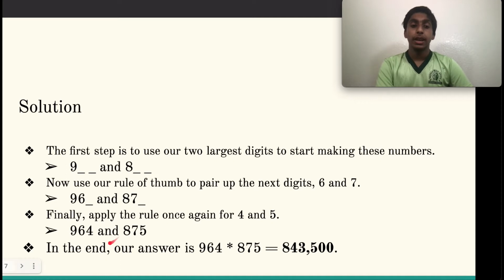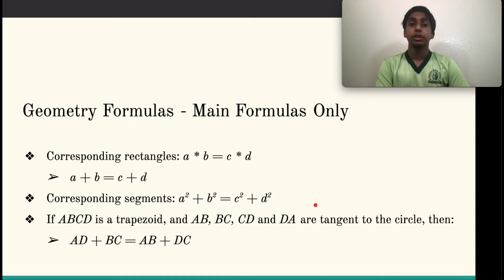So based on that, I get my two numbers, 964 and 875. Now we've got our two 3-digit numbers. Now we can just multiply them, and that's how we get our greatest possible product, which is 843,500. So once again, that was pretty simple. The main thing you need to realize was that you need to use this rule and expand the pattern that we already have. So again, your answer here was 843,500. Okay, so let's move on to the geometry formulas.